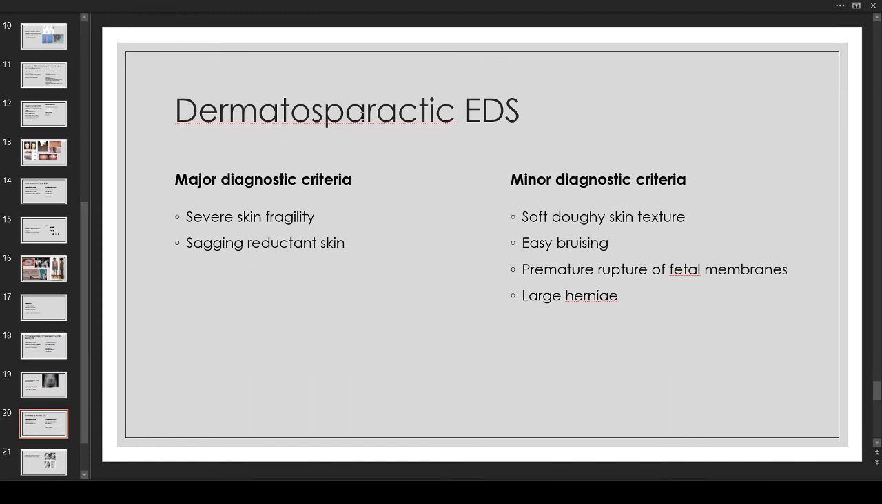And dermatosparactic EDS, finally, is going to have two major criteria: the severe skin fragility and the saggy, redundant skin. As I said earlier in the video, there are going to be signs or symptoms that are more prevalent in some subtypes than others. The skin is mostly involved in this case. And saggy, redundant skin, alongside the minor criteria, which are soft, doughy skin texture, easy bruising, large hernias, and premature rupture of the fetal membranes.